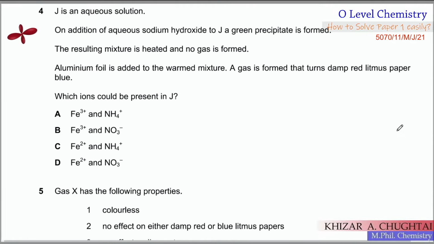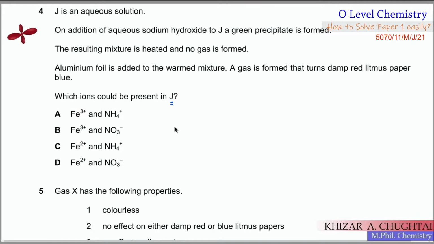Next question, the fourth one. J is an aqueous solution. On addition of aqueous sodium hydroxide to J, a green precipitate is formed. The resulting mixture is heated and no gas is formed. Aluminium foil is added to warm the mixture. A gas is formed that turns damp red litmus paper blue. Which ion could be present in J?